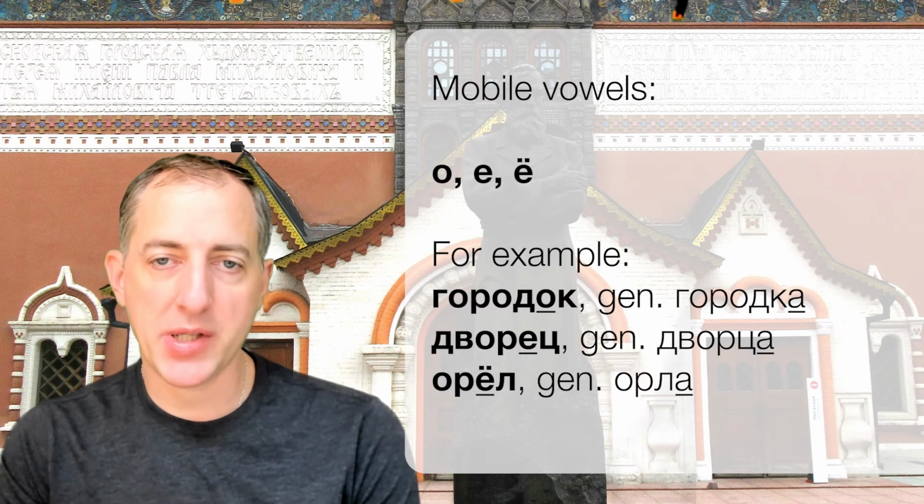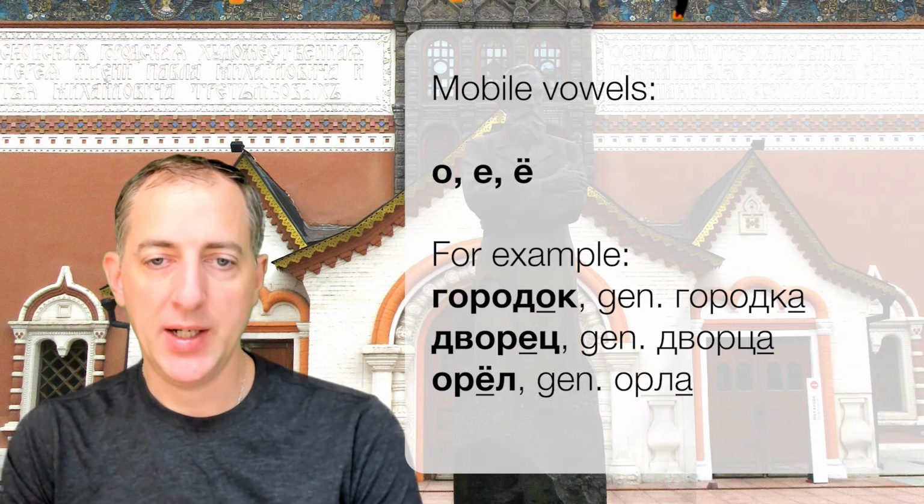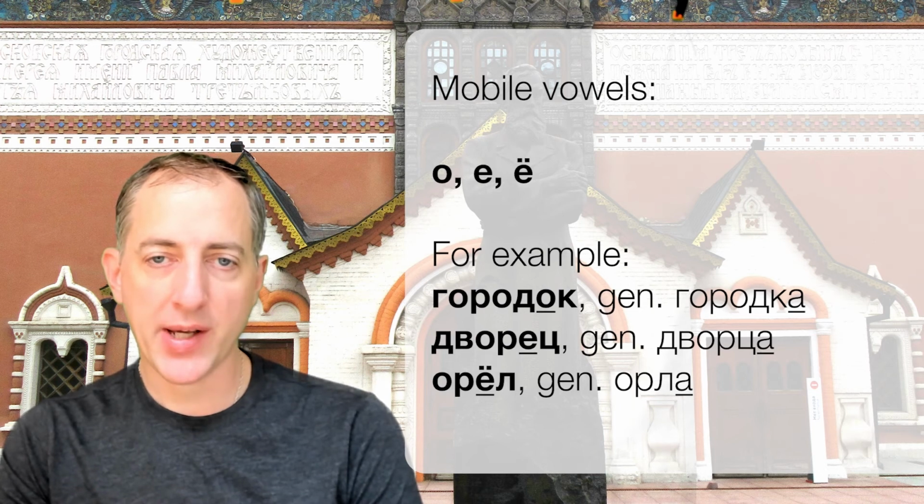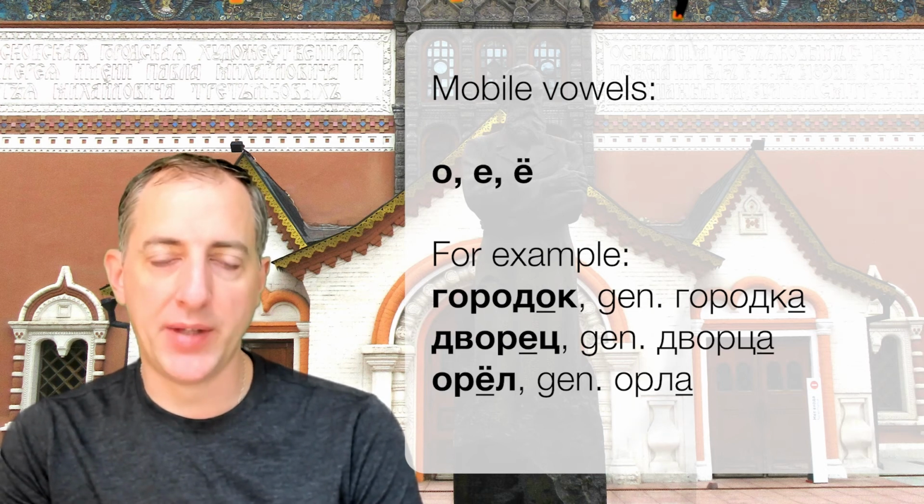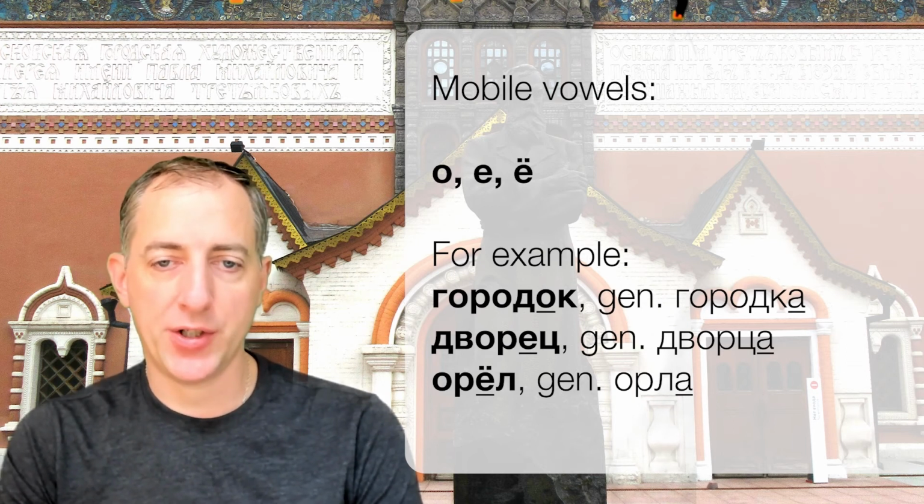Let's review quickly what vowels can be mobile vowels in Russian. Well, о, е, or ё can all be mobile vowels. Can we always predict? Can we always tell when we're dealing with a mobile vowel? No, but sometimes you can kind of guess, right? So at the end of a masculine noun, if you have an о, е, or ё that's kind of wedged in between two final consonants, you can at least guess that that could be a mobile vowel, right? If you wanted to be sure, you would have to look it up in a good dictionary.